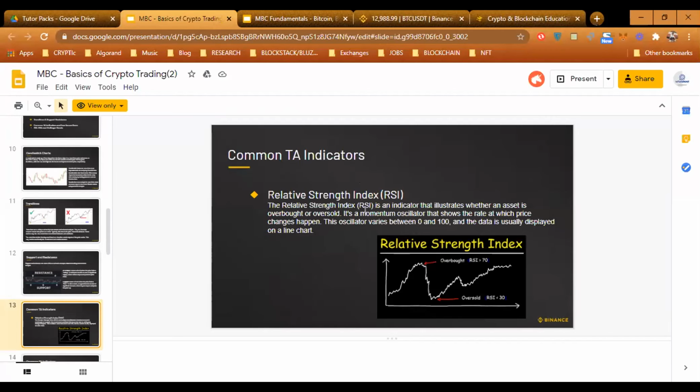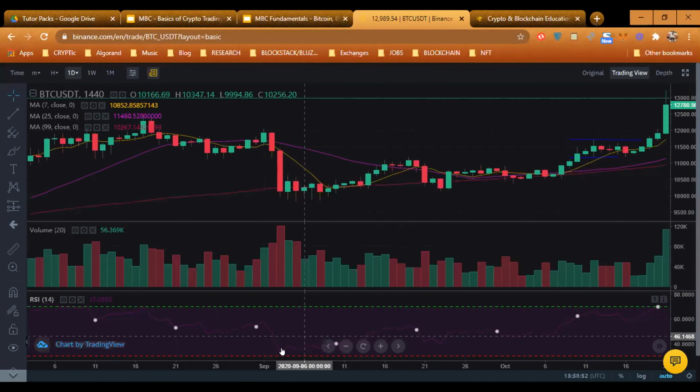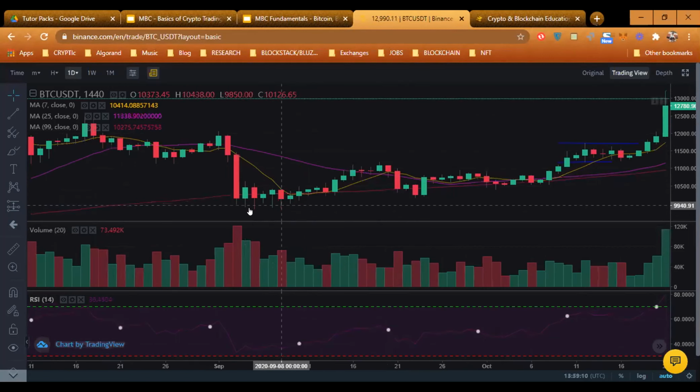Here it says the relative strength index is an indicator that illustrates whether an asset is overbought or oversold. It's a momentum oscillator that shows the rate at which price changes are happening. So at this point here, it's been oversold. Some persons are buying, and then some are still selling. The price change here, from here to here, is not so much. Because it's being oversold, the price is not increasing that much. You get, compared to here where it is being overbought, the prices here are increasing. Do you understand?